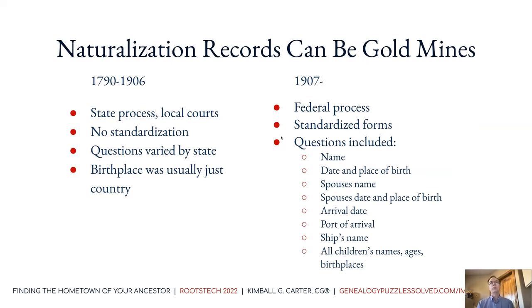Naturalization records can be gold mines. Understanding a little bit about the differences between time periods. 1790 to 1906, it was a state process, local courts. There was no standardization. Questions varied by state. The birthplace was usually just the country. In 1907, everything changed. It was a federal process. There were standardized forms and questions were included. These questions were included: name, date, and place of birth, spouse's name, spouse's date and place of birth, arrival date, port of arrival, ship's name, all children's names, ages, and birthplaces.